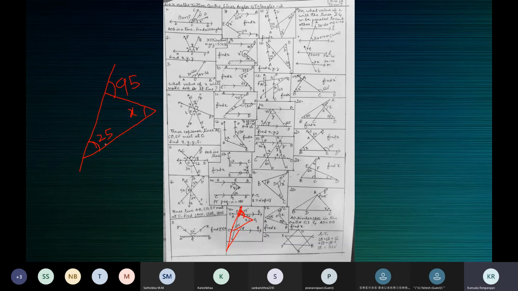How do you use it? Ma'am, opposite angles of the. Just tell me like A plus B is equal to C. 25 degree plus x is equal to 95 degree, ma'am. Yeah. 25 plus x is equal to 95. Exterior angle is equal to the sum of the two interior opposite angles. This is the exterior angle. This is equal to x plus 25. So x is equal to 70. X is 70.